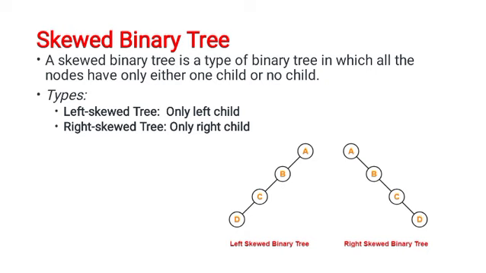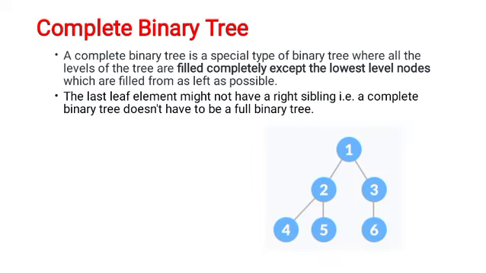Next is skewed binary tree. So skewed binary tree is of two types. It is left skewed tree and right skewed tree. So left skewed tree has only a left child and right skewed tree has only a right child.